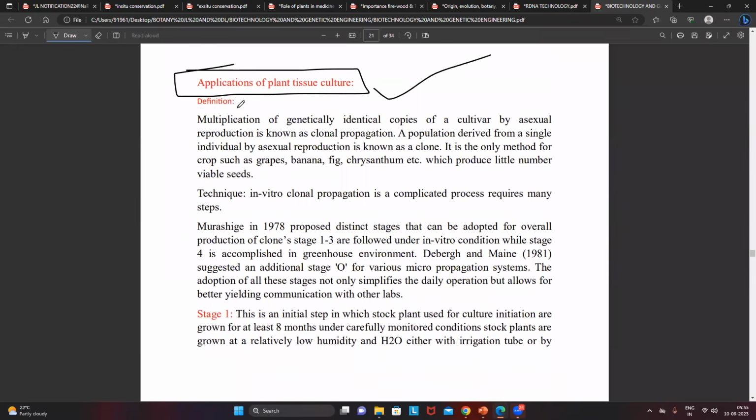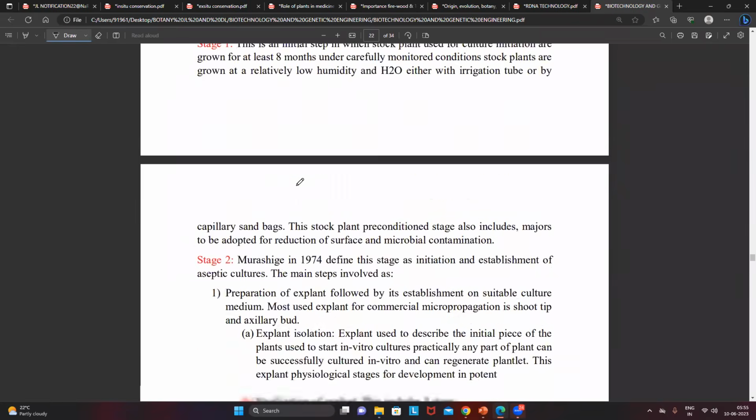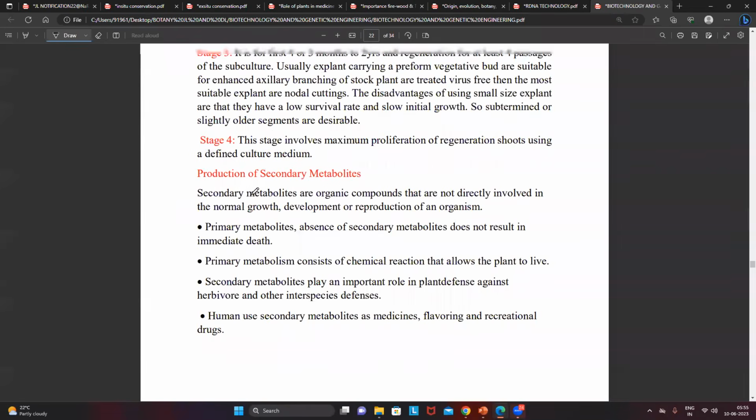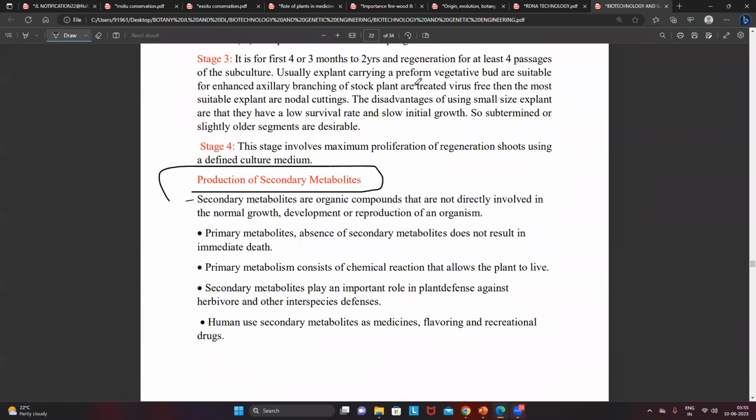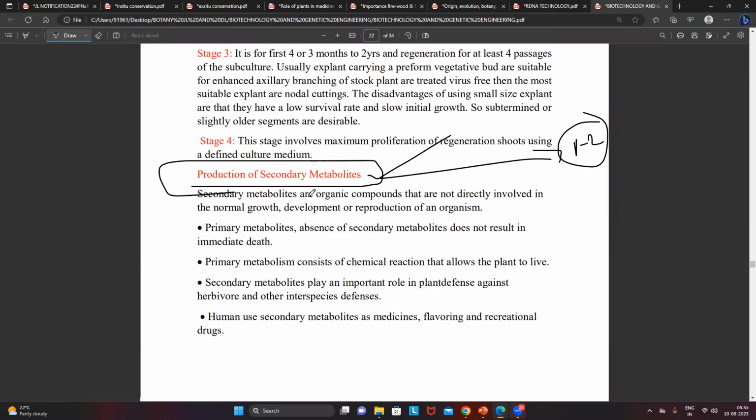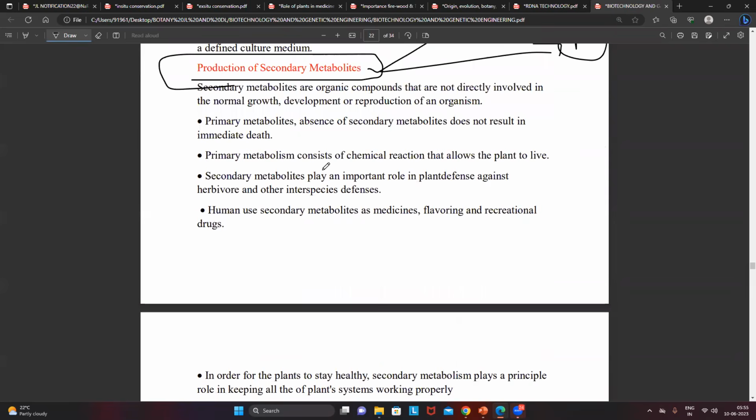Just read the applications of plant tissue culture, which are very important for the exam: production of secondary metabolites. Blindly believe that you are going to get a minimum of one question, maximum two questions. Undoubtedly you are going to get questions from secondary metabolites. This is also very difficult to read and remember.